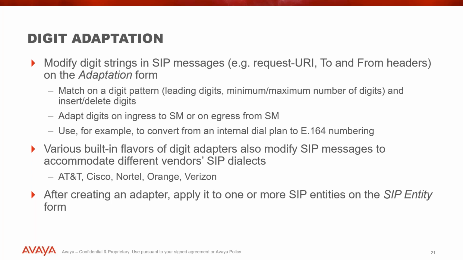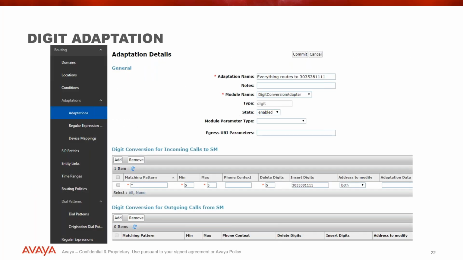So in addition to doing digit adaptation, and the digit adaptation has the full flexibility that you would get with the plain old digit adapter, you'll also do the protocol adaptation for these vendors. Once you've created an adapter, then you can apply it to one or more SIP entities on the SIP entity form. So let's take a look at an example adaptation.